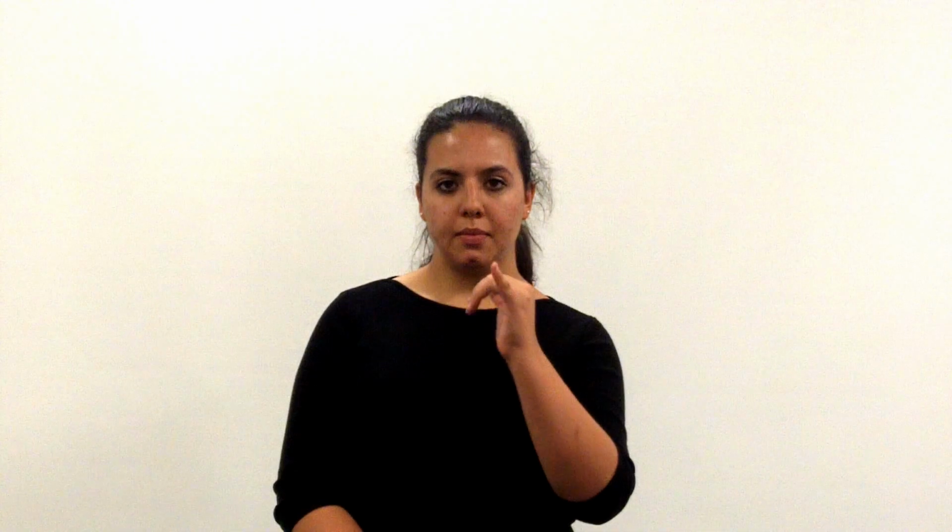So now the sign for same. The sign for same is the directional. So it could be the same as the signer and the person in front of her, or the signer and the person beside her, or it could be the two people in front of her that are the same. That's a directional sign.